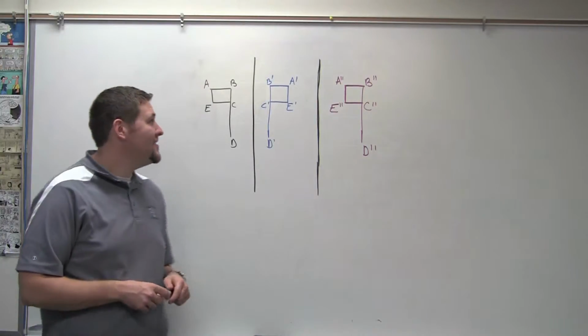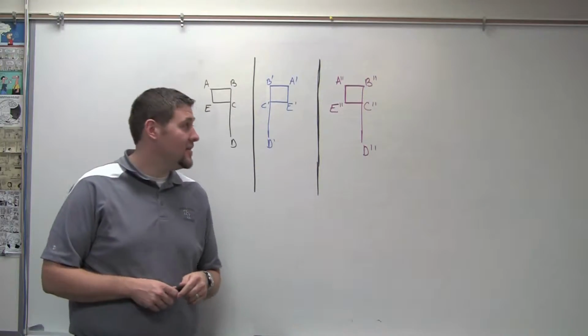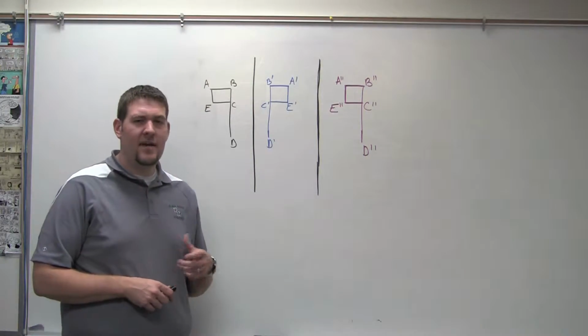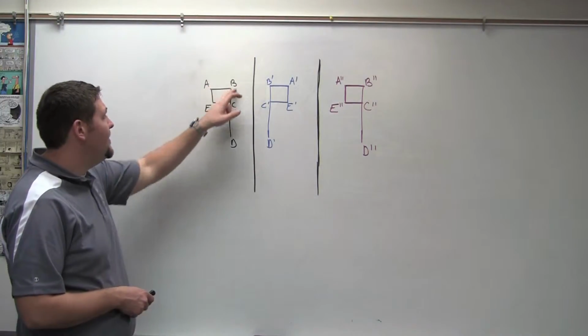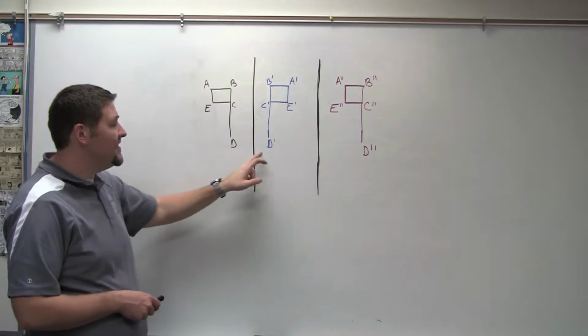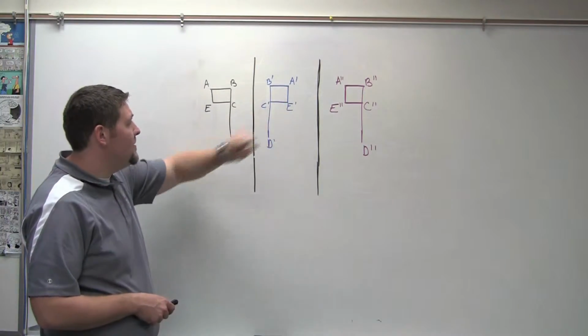Okay, class, behind this I have a reflection, a combination of two reflections in particular, and we're going to talk about the result of this and about its magnitude. So you'll notice over here in black that this flag A, B, C, D, E has been reflected over this line. It has become A prime, B prime, C prime, D prime, and E prime.